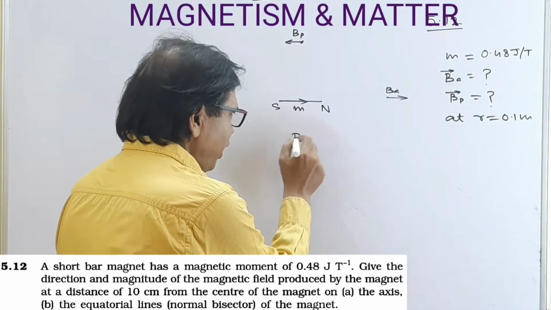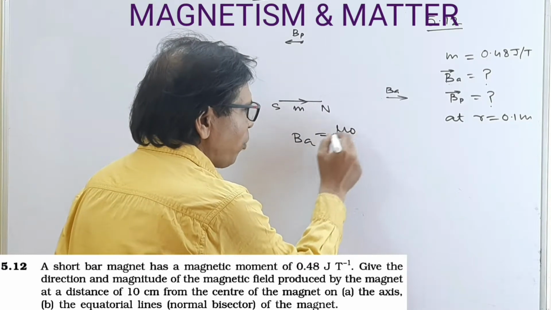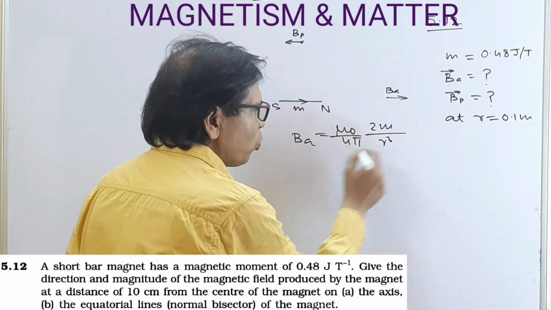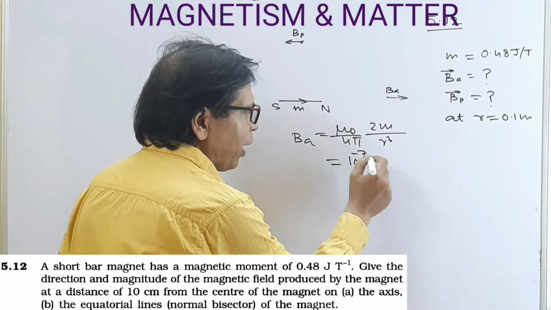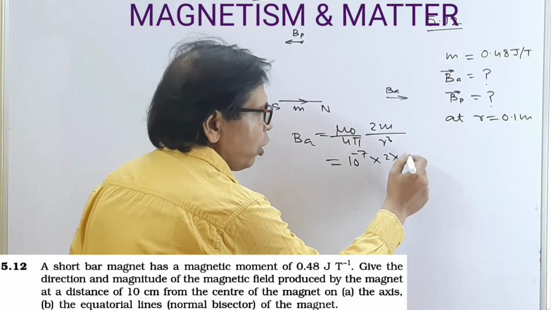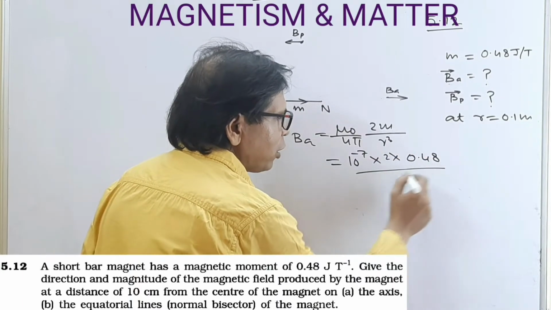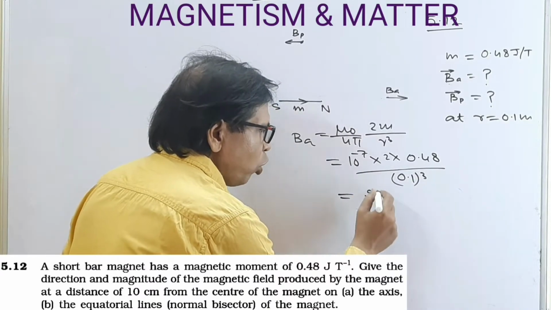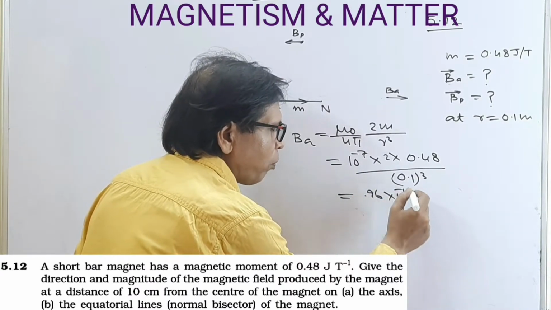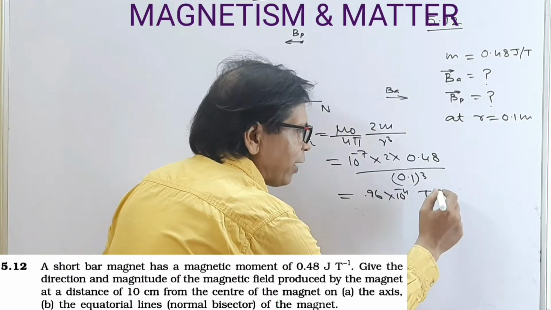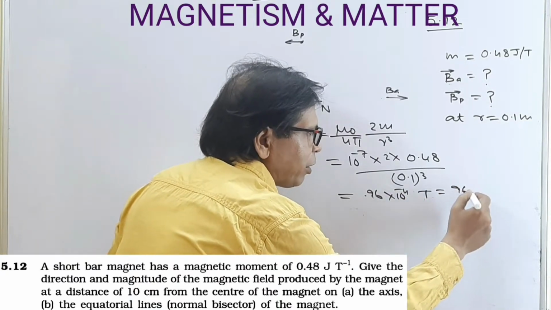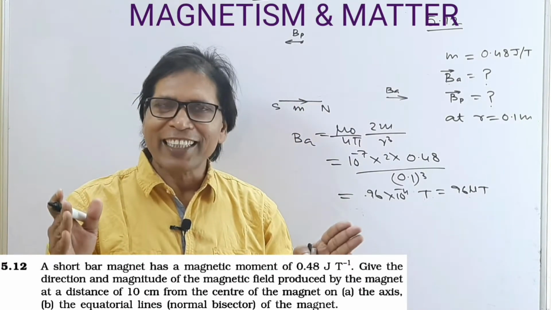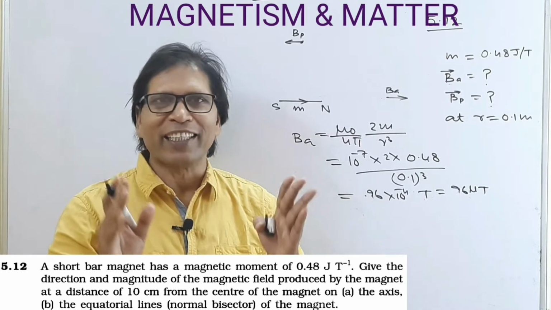Look at this, B_A equals μ0/4π times 2m/r³. This is 10^-7, this is 2 × 0.48, and this is 0.1 whole cube. So this is 0.96 × 10^-4 Tesla, that is 96 micro Tesla, and it is directed along the direction of the m vector.